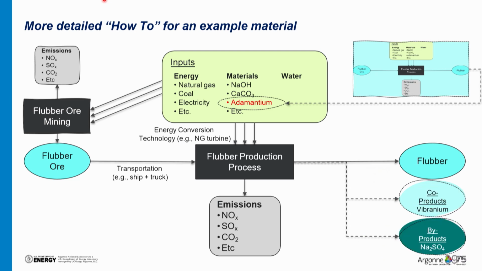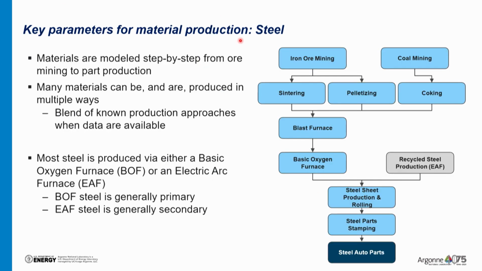For this flubber, you also need flubber ore mining as an input, which again has emissions associated with getting the flubber ore. Then in flubber production, you have some co-products. So, you get vibranium and certain other co-products. That can be looked into as well. Everything can be captured and gradually built into your model.